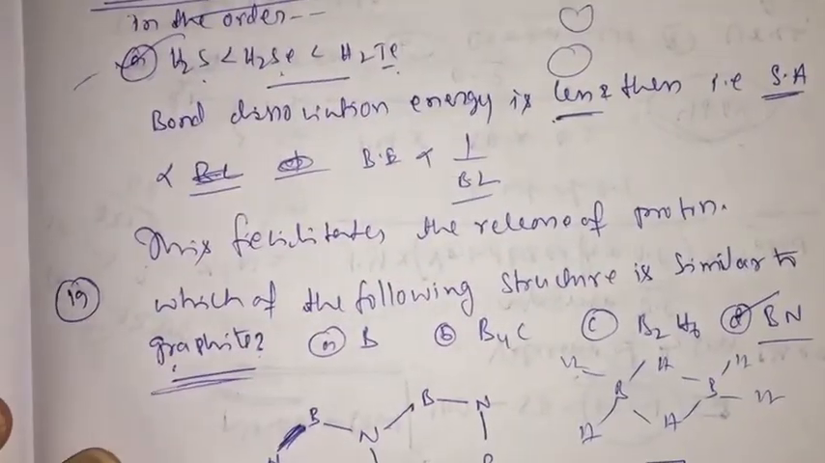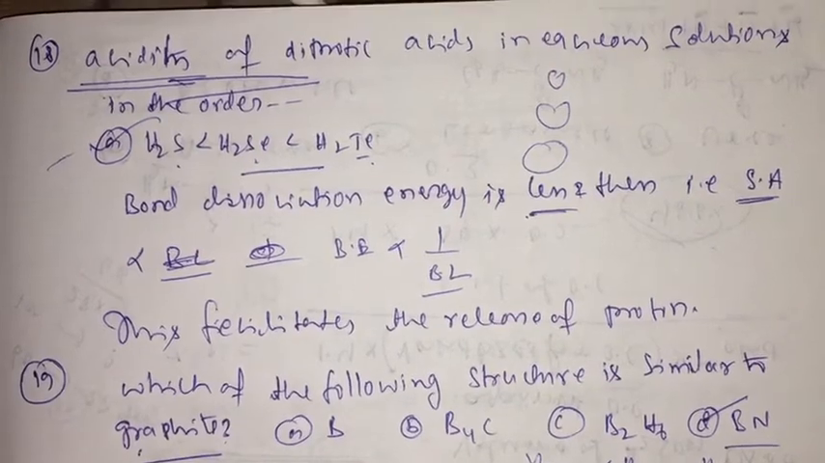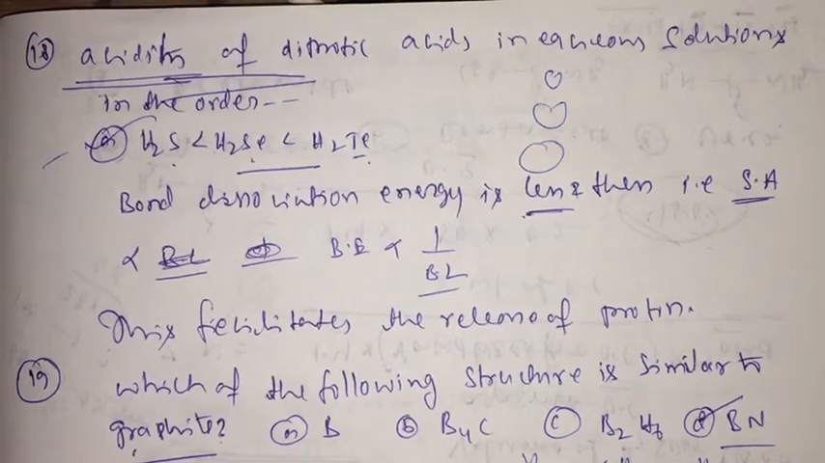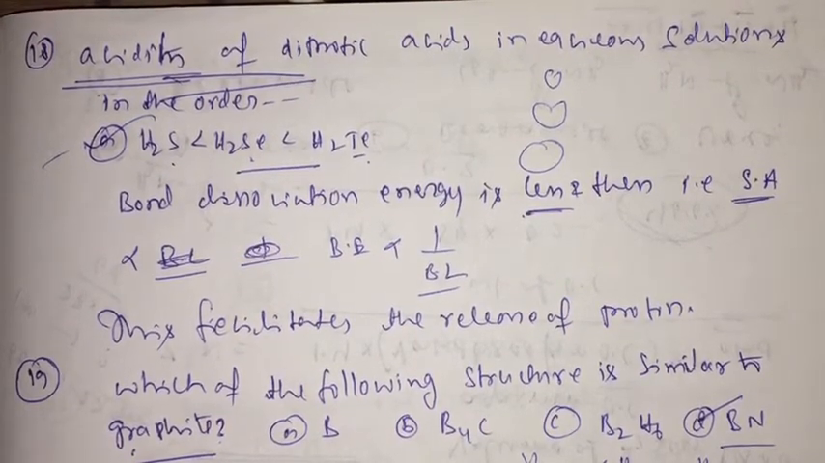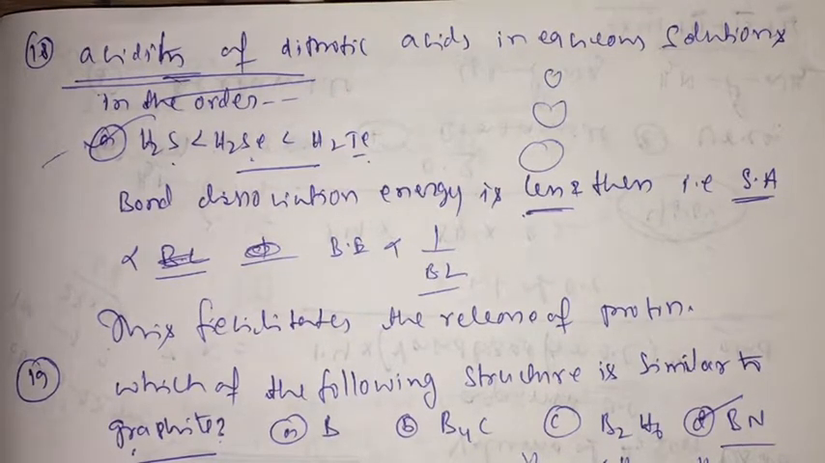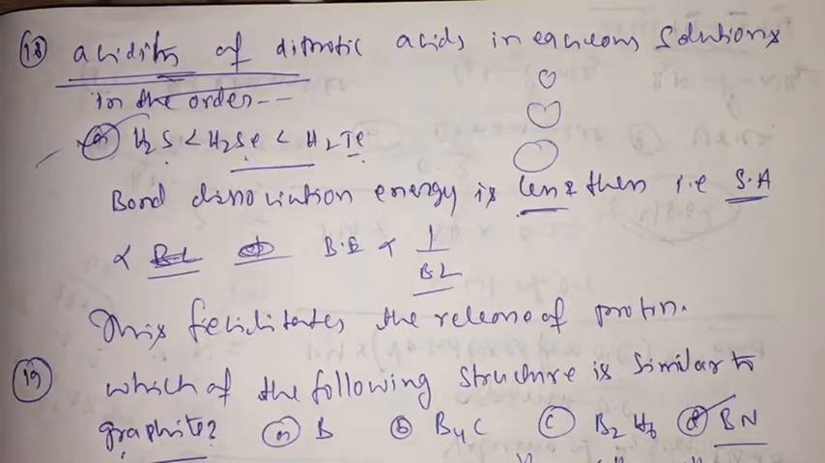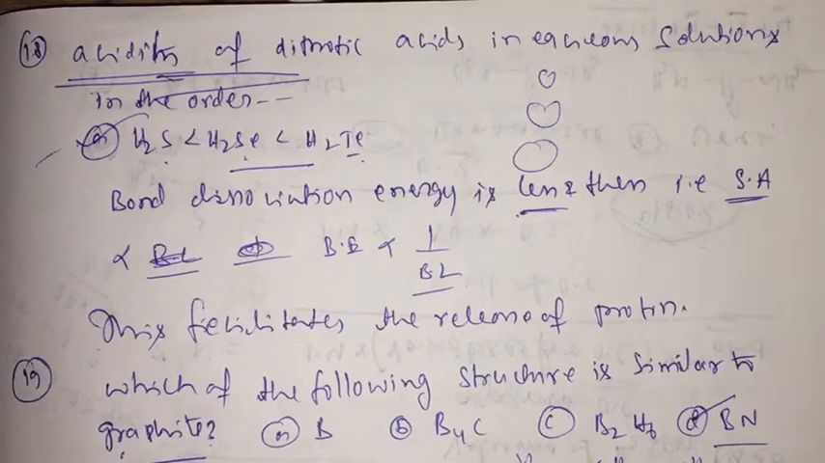Next, the acidity of the diprotic acids in aqueous solution, in order: H2S, H2Se, H2Te. In this case, if the bond dissociation energy is less, then it is a stronger acid. Now you have observed that from H2S, H2Se to H2Te, the bond dissociation energy is very low. So H2Te will have the most acidic character.